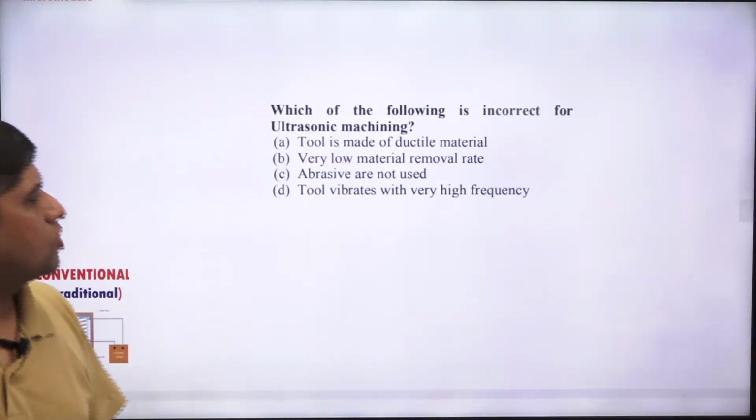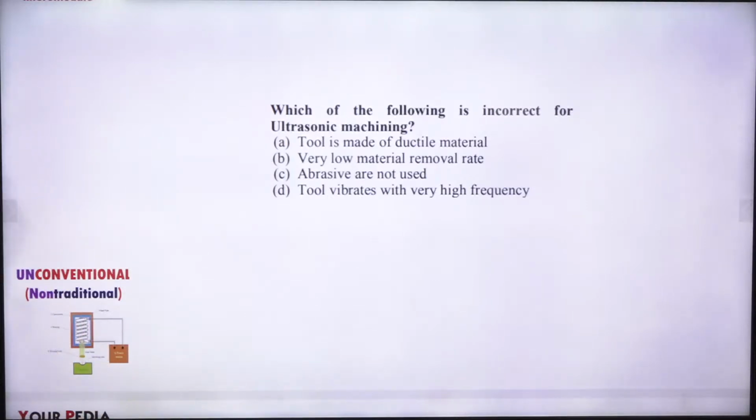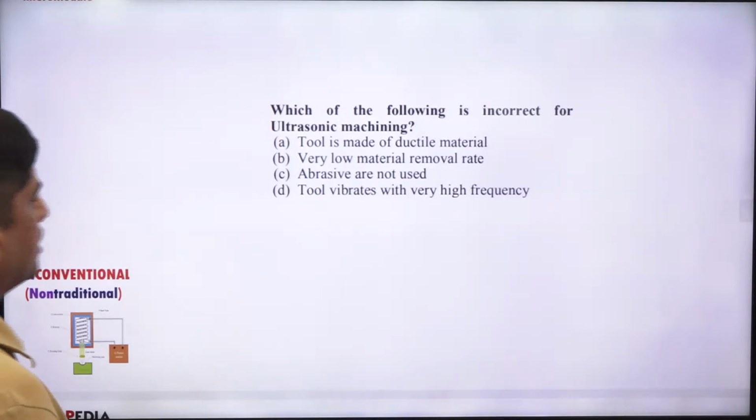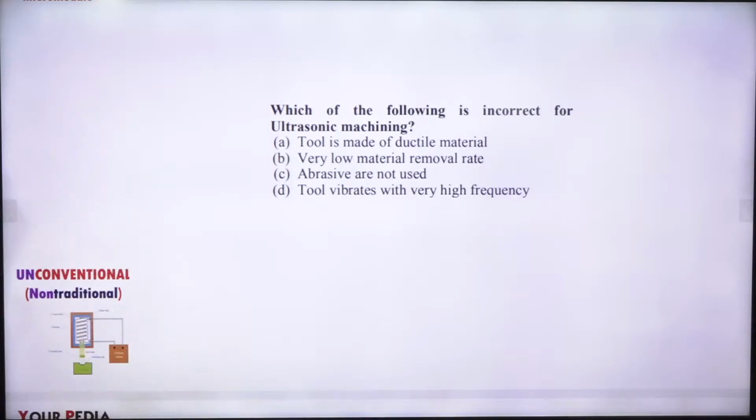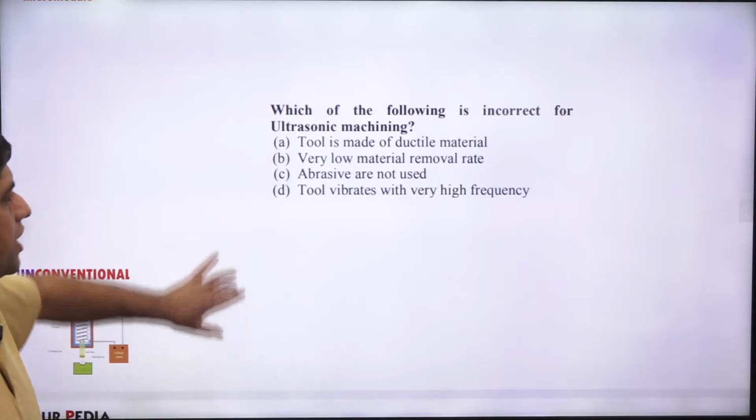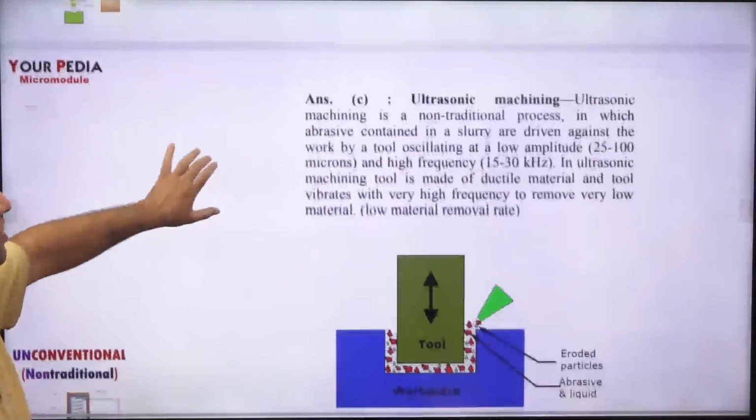Which of the following is incorrect for ultrasonic machining? Tool is made of ductile material, very low material removal rate, abrasives are not used. In ultrasonic machining we do use abrasives. Tool vibrates at very high frequency, that is also true. Tool is made up of ductile material. Ultrasonic machining is basically used to machine hard and brittle material. So which of the following is incorrect? Answer for that is C is incorrect.